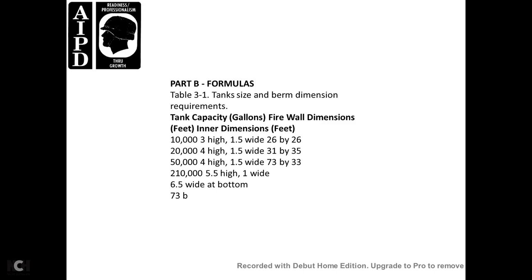Alright, Part B, formulas. Tank size and berm dimension requirements. The tank's capacity in gallons and firewall dimensions in feet, inner dimensions: 10,000 gallons, 3 feet high, 5.5 feet wide, by 26 by 26. 20,000 gallons, 4 feet high, 1.5 feet wide, by 31 by 35 feet. 50,000 gallons, 4 feet high, 1.5 by 73 by 33.